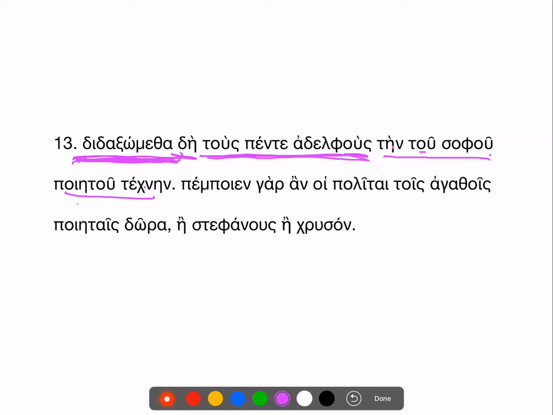Notice that didasko can take 2 accusatives, right? One of the person being taught and then one of the thing being taught. That's like an internal accusative.